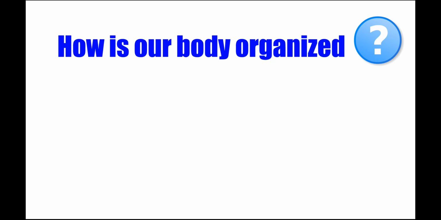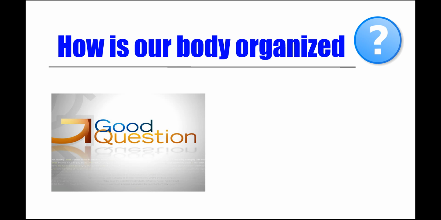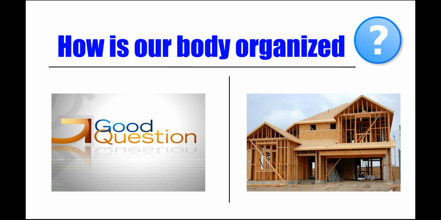How is our body organized? Well, this is a good question. To use a simple analogy, let's think of a house. A house is built on a framework and has many systems, including a heating system, air conditioning, wiring, and plumbing. If something happens to the wiring system of a house, all the other systems are affected and may stop working.